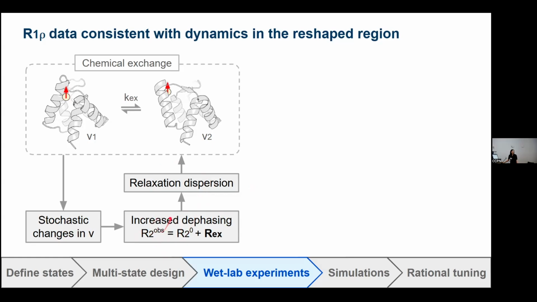And by plotting the dependency of R2 on this dispersion strength, you can get really nice kinetic and sometimes thermodynamic parameters if you're in a favorable case.